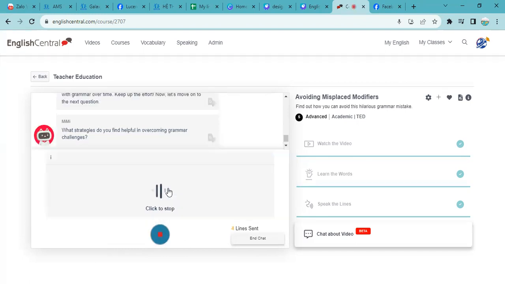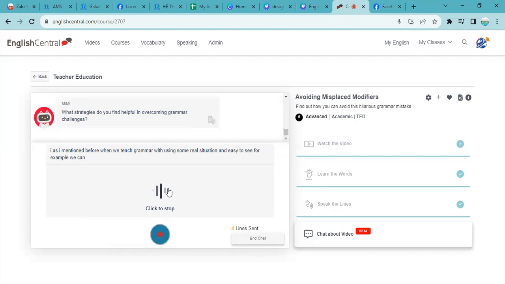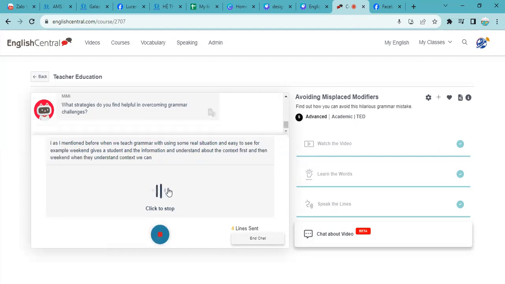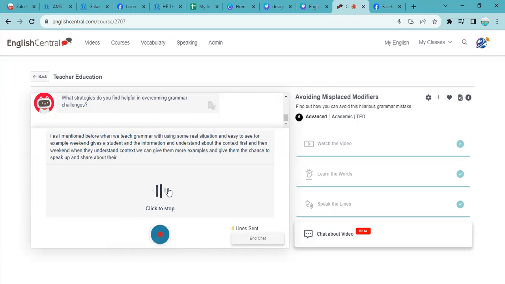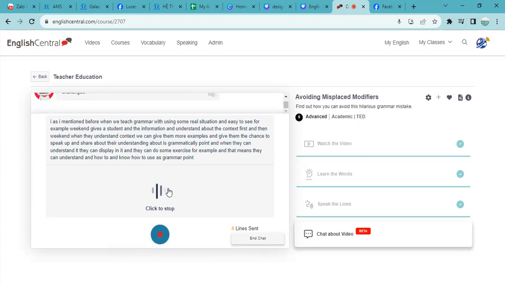As I mentioned before, when we teach grammar using some real and easy-to-see situation, we can give the student the information and help them understand the context first. When they understand the context, we can give them more examples and give them the chance to speak up and share their understanding of the grammar point. And when they can understand it, they can explain it and do some exercises or examples. That means they understand and know how to use that grammar point in real life.